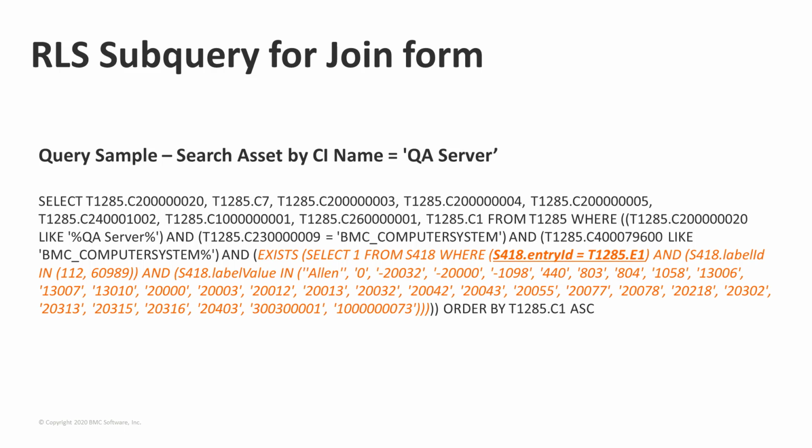A sample query of this implementation for a join form is shown on the screen. The use case is to do an asset search by CI name on the AST:ComputerSystem form. The RLS clause appended by the server is highlighted in red. The RLS clause for a join form is a bit different. Here it joins the T view of the join form and the S table of the member form using the E column. This E column on the join view points to the entry ID column of a member form that is sourcing dynamic access fields on the join form. The rest of the RLS clause for comparing user groups is similar to the regular form RLS clause.